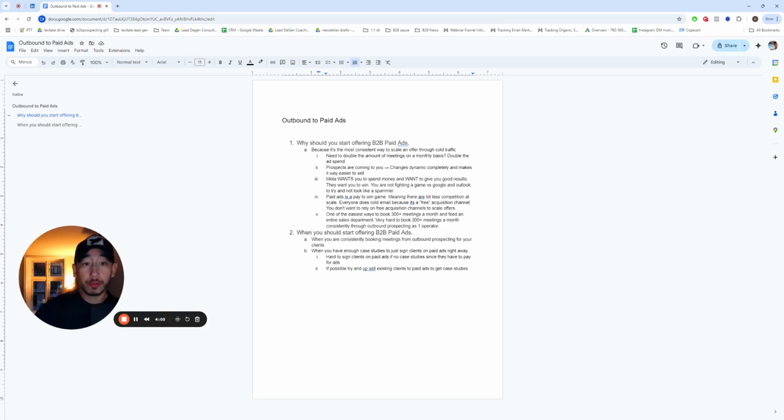The other point of why paid ads in general is so good is because the prospects are coming to you, right? And that changes the entire dynamic, because it just becomes way easier to sell. You can easily have a 25-30% closing ratio on paid ads, because they are coming to you instead of you reaching out to them.